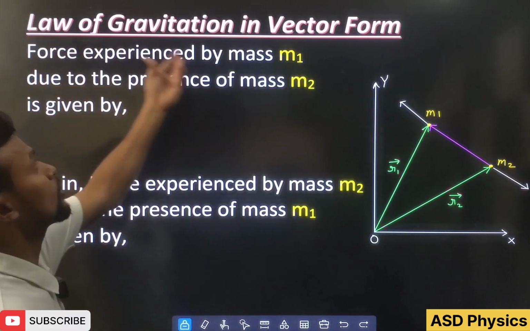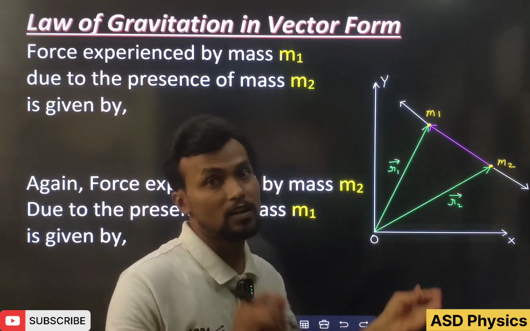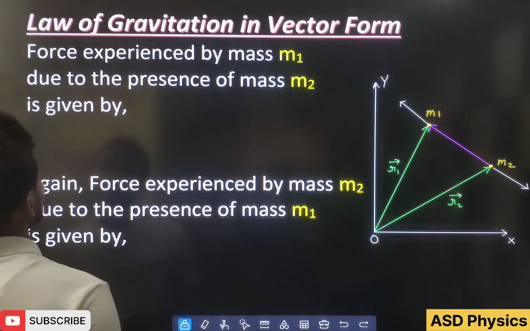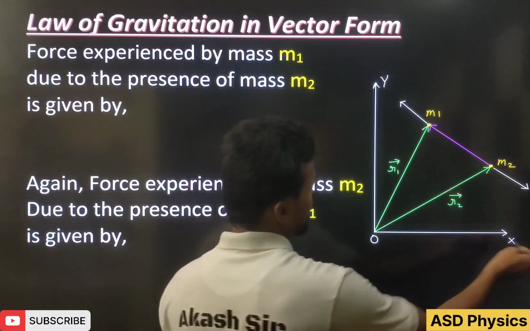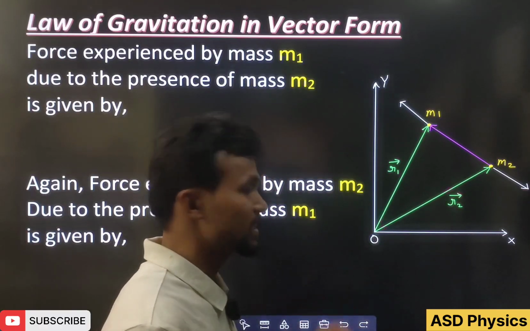The topic is the law of gravitation in vector form. Important for the 12th also, where charges will be there. Okay, so see here please. Here I have taken the x-axis, y-axis, and one axis outside of the board, that is the z-axis. Here I have not drawn it.